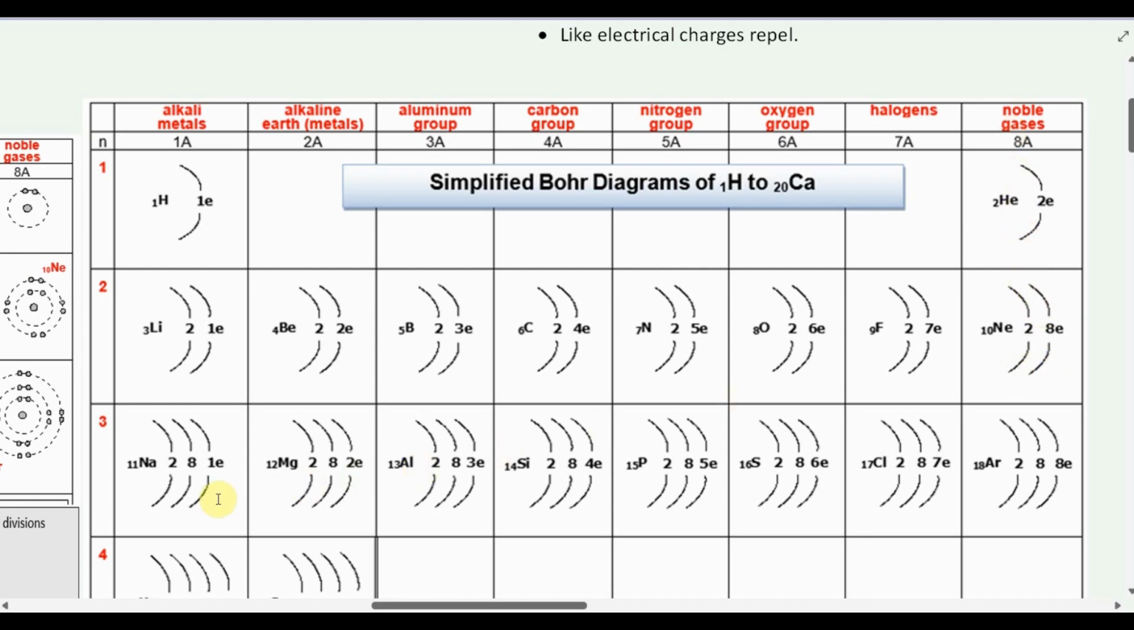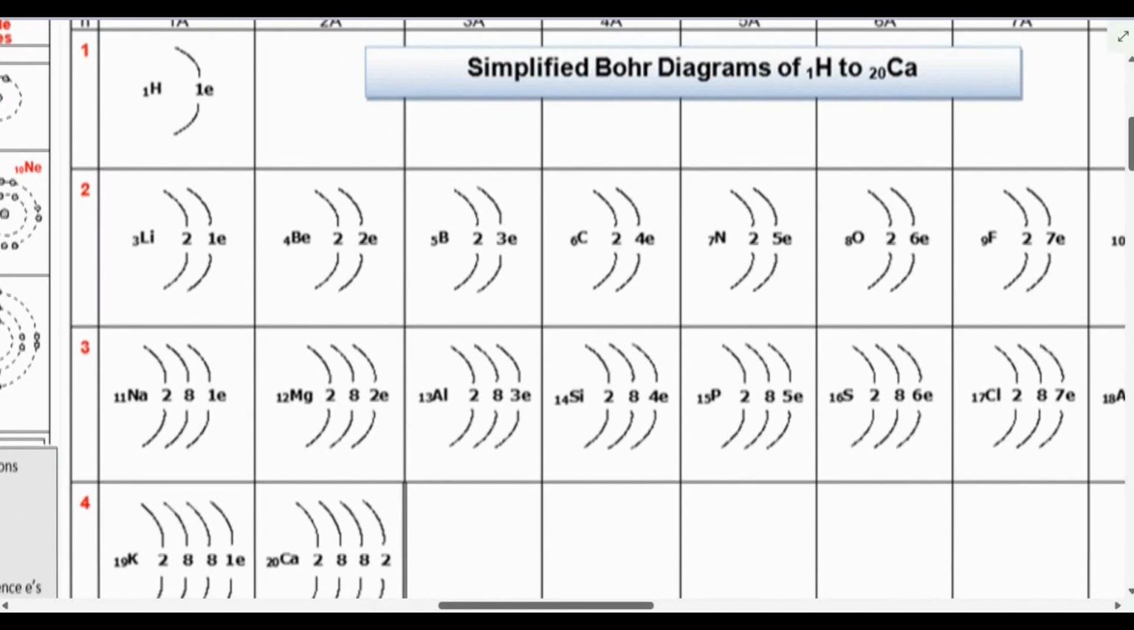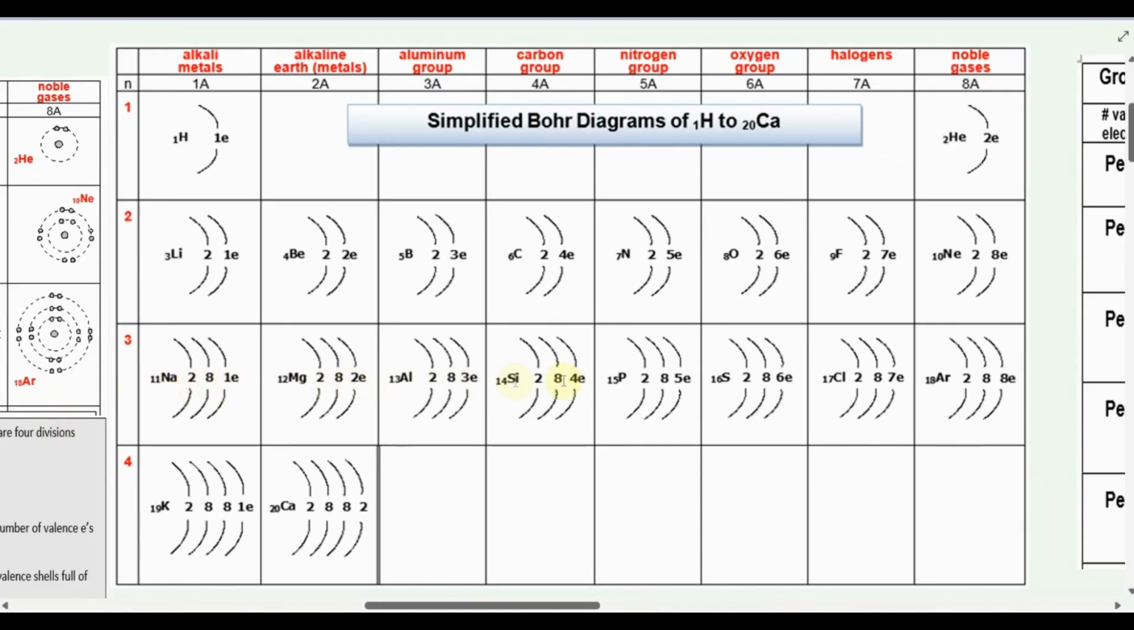Here again we have sodium in the 3rd shell, moving all the way across to the right to argon. 2 electrons in the first shell, it's full, 8 electrons in the second shell, it's full, and then 8 in the third, and now argon is inert and stable. And here we have potassium and calcium, the simplified Bohr diagrams.